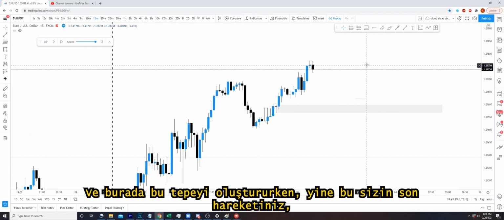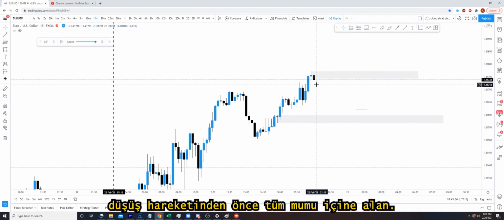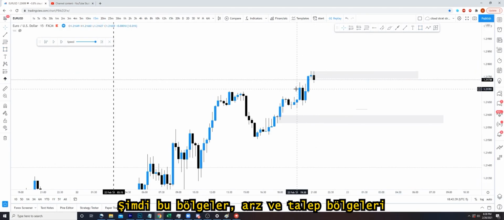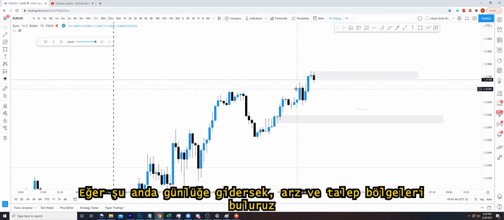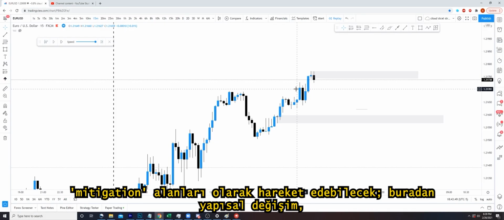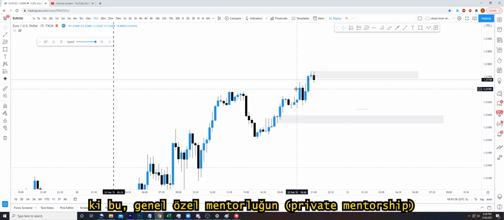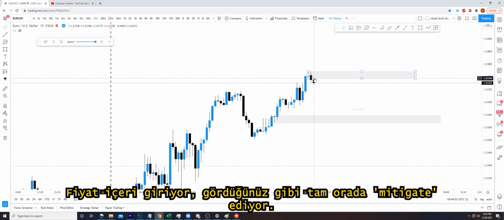And as we create this high here, again, that's your last up move, taking in the whole candle before the down move. And this right here is still an unmitigated supply zone. Now, these supply and demand zones will exist on every single time frame. If we go to the daily right now, we will find supply and demand zones that have still not been mitigated, and in the future can act as potential areas of mitigation from which we can expect structural shifts, structural candle shifts, and even Wyckoff, which is something we're going to cover in the upcoming sections of the overall private mentorship. Okay, so price comes and mitigates it right there, as you can see.